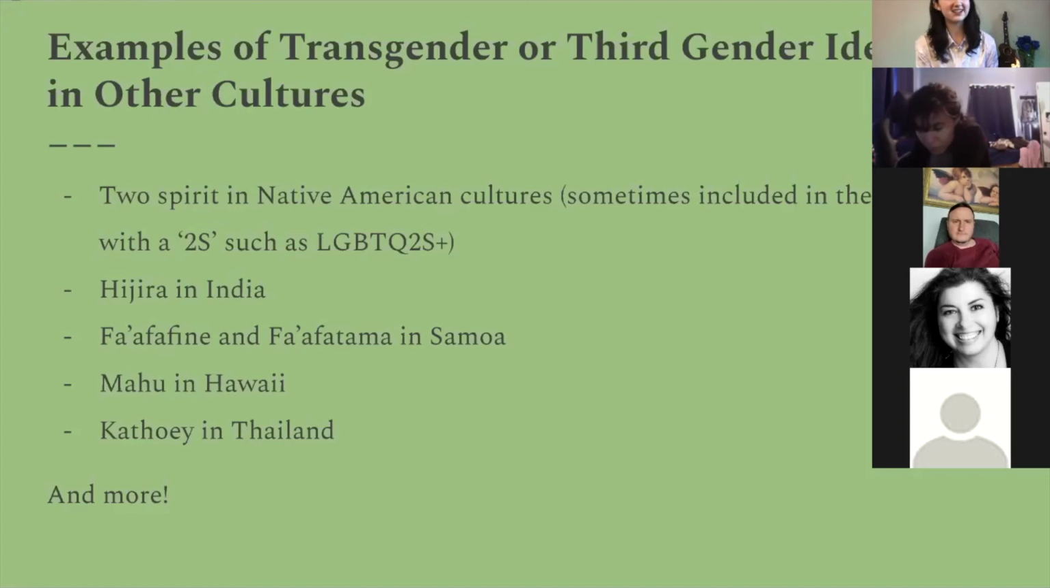There's also, I don't know how to say these, so do some research, and maybe you can tell me at some point. But Hijira in India, Fa'afafine and Fa'afatama in Samoa, Mahu in Hawaii, and Kathoe, not sure, in Thailand. And there's plenty more as well. So I think it's interesting to learn about.